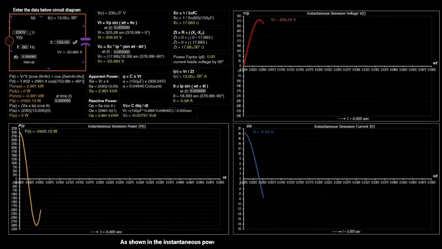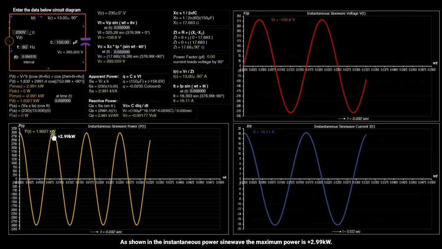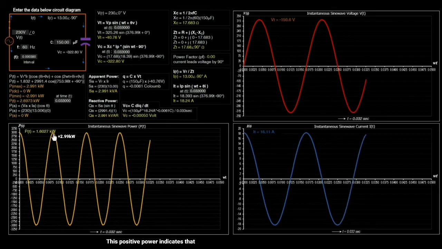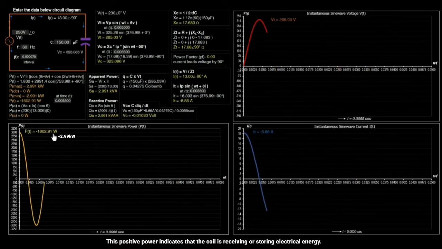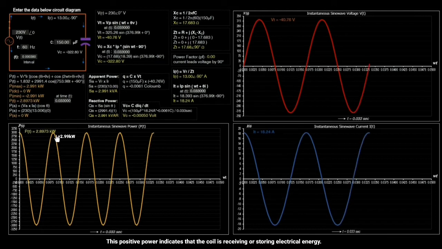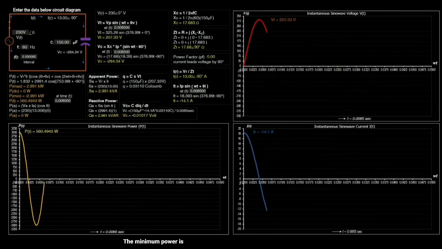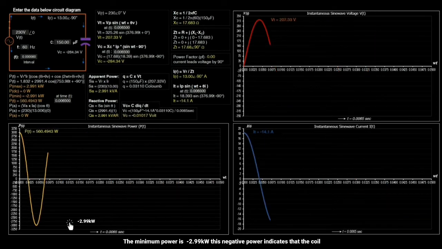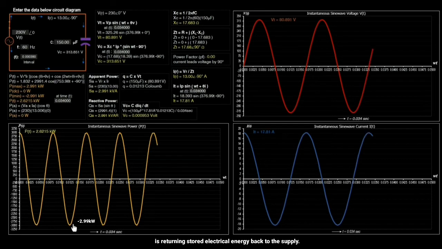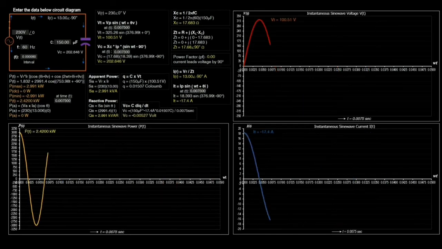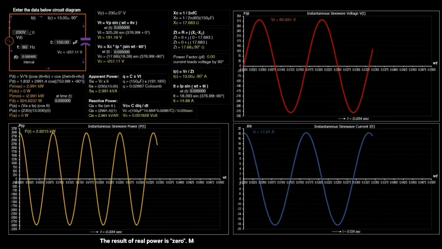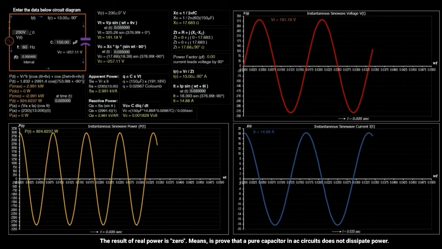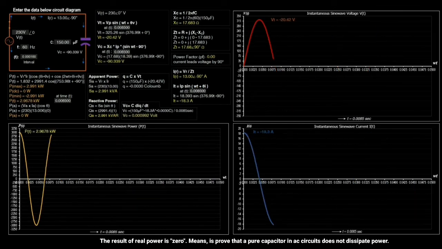As shown in the instantaneous power sine wave, the maximum power is plus 2.99 kilowatt. This positive power indicates that the capacitor is consuming, or storing, electrical energy. The minimum power is minus 2.99 kilowatt. This negative power indicates that the capacitor is returning stored electrical energy back to the supply source. The result of real power is 0. This proves that a pure capacitor in an AC circuit does not dissipate power.